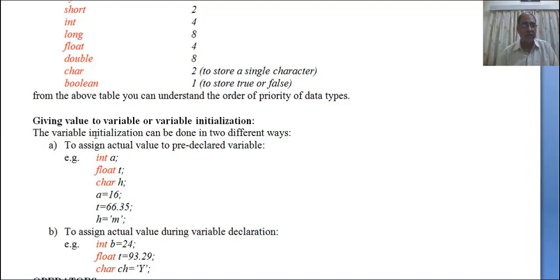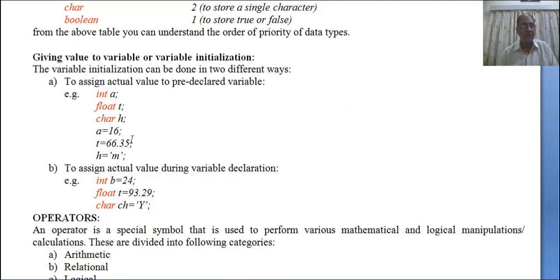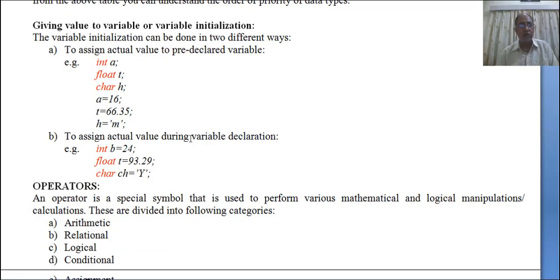The variable initialization can be done in two ways. To assign an actual value to a pre-declared variable, that is int a, float t, char h. Now three variables are declared. Now we assign the values. a is equal to 16, t is equal to 66.35, h is equal to 'm' in single quotes, which is of character type.